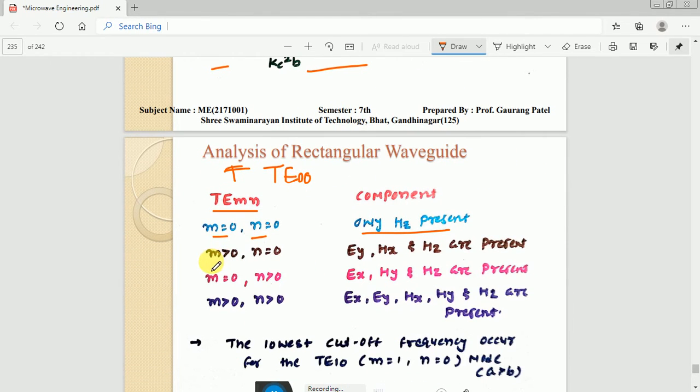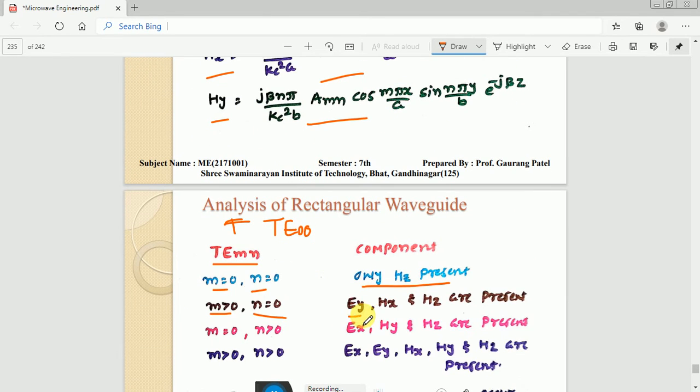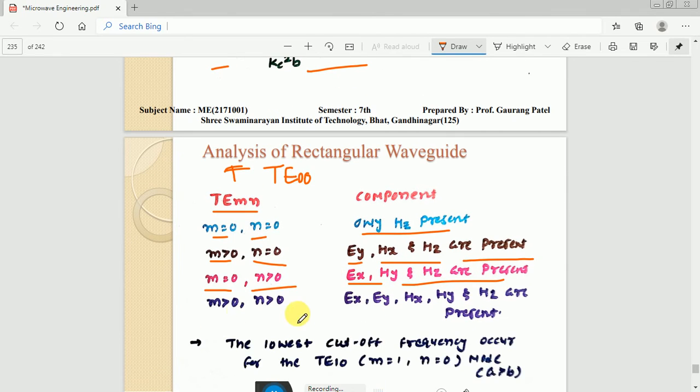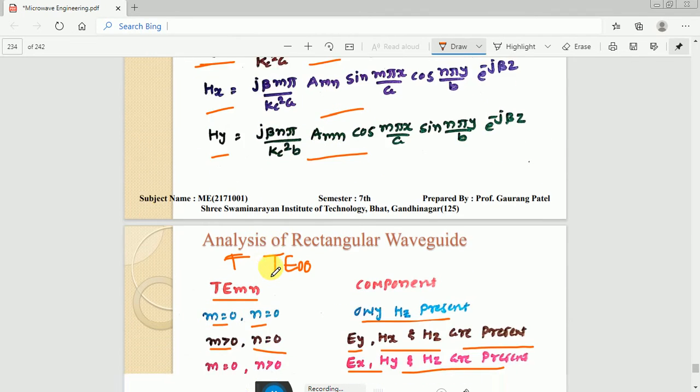Similarly, if you consider m greater than 0, n is equal to 0, मतलब m की 0 से कोई भी ज्यादा value consider करें and n is equal to 0, then Ey, Hx and Hz are present. If you consider m is equal to 0 and n greater than 0, then Ex, Hy and Hz are present. And if you consider m greater than 0, n greater than 0, then all the components are present, that are Ex, Ey, Hx, Hy and Hz in rectangular waveguide.